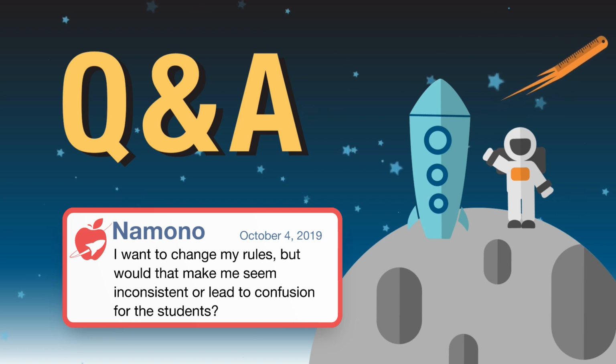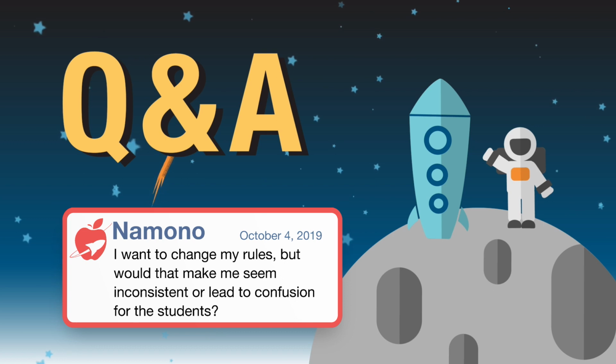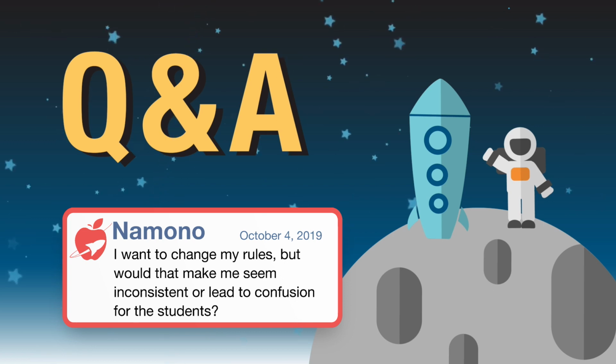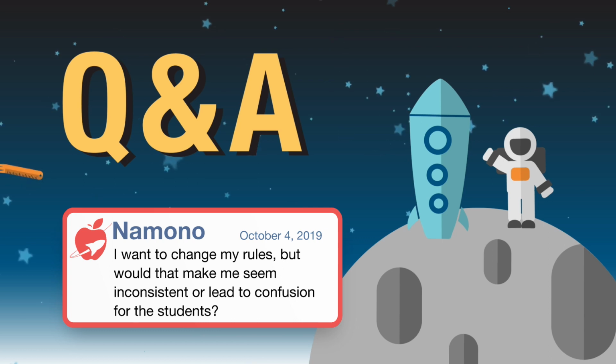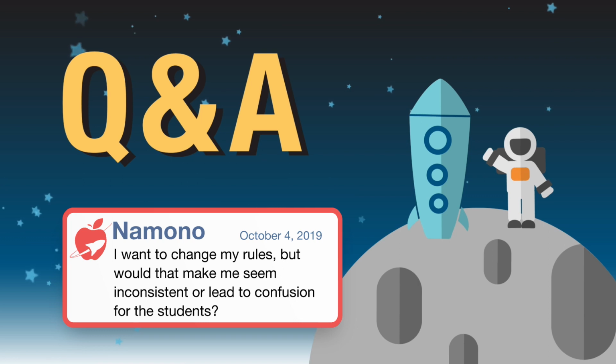That's a really good question, Namono. We're at this point in the year where we might be thinking about behaviors in our class and how they're changing, and so maybe our rules should be changing too. Classroom culture evolves, and so should your rules. But the big piece to this is that you need to communicate those changes very clearly.